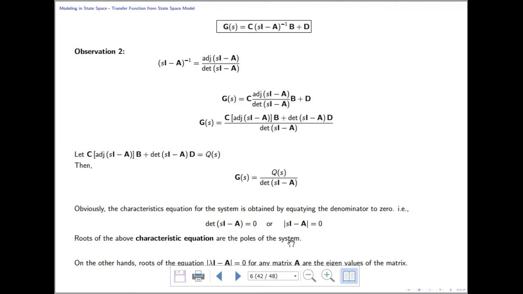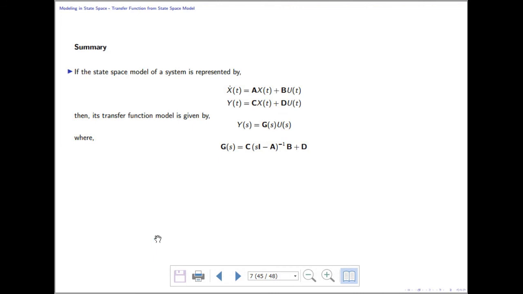So we can conclude that the eigenvalues of the state matrix A are the poles of the system or the roots of the characteristic equation. Okay. So what we have done in this lecture, we understood that if I have a state space model of any system in this form, I can get the transfer function or transfer matrix of the system in this way. That means I can make use of these matrices to get the transfer function or transfer matrix.